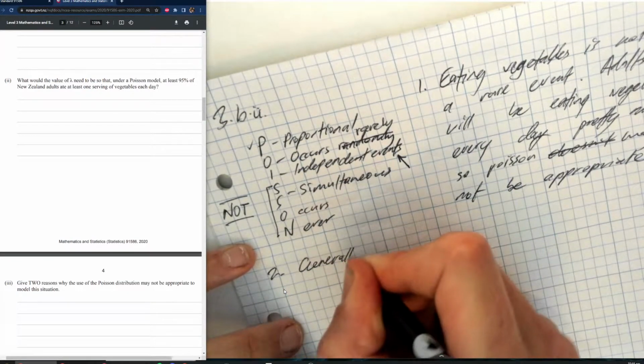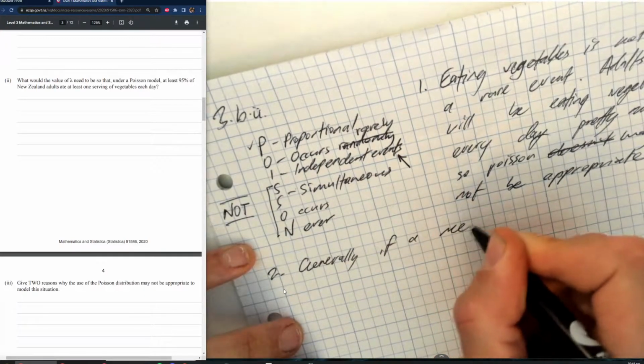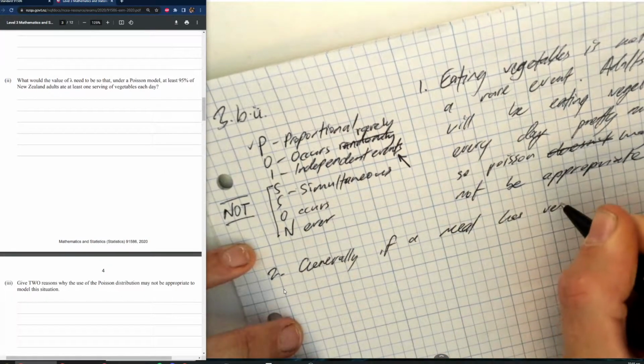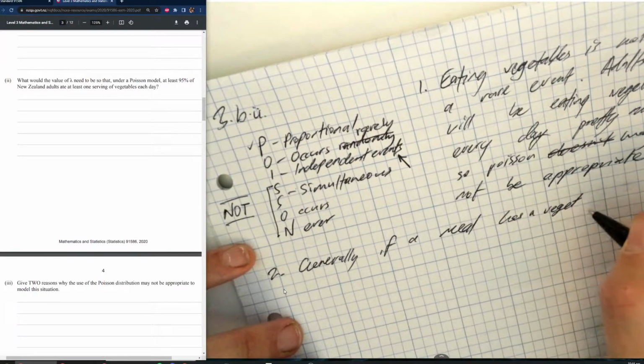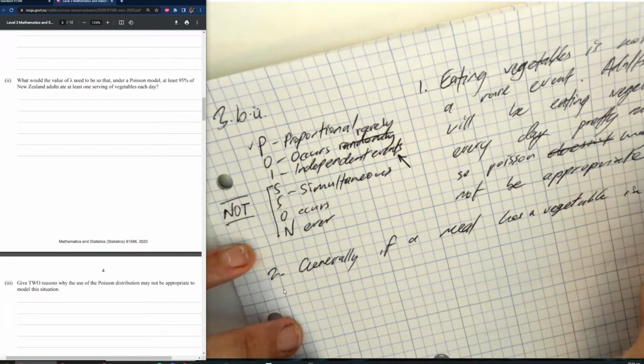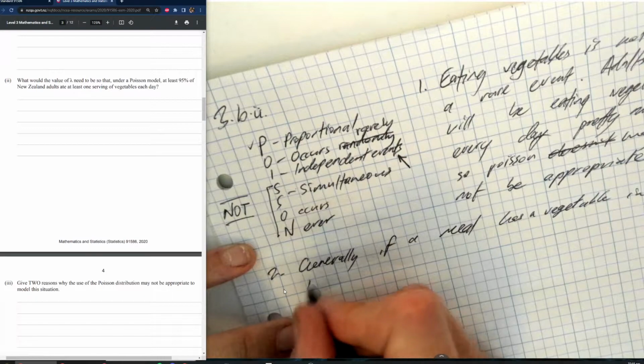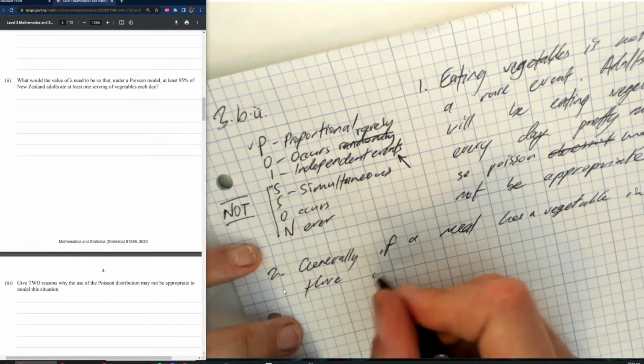Generally, if a meal has a vegetable in it, there will be other vegetables.